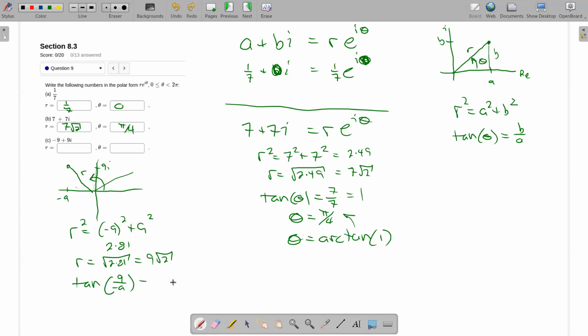Tangent of theta equals 9 over -9. So in other words, for what angle do we get a slope of -1? And a slope of -1 happens at 3 pi over 4. If you're not sure, go to your calculator and ask, hey calculator, what's the arctangent of -1? And it'll give you the decimal version of 3 pi over 4. So I get 9 square root of 2, and I get 3 pi over 4. Okay, so sometimes I like to draw the graph to confirm what I'm calculating, get a visual of it.